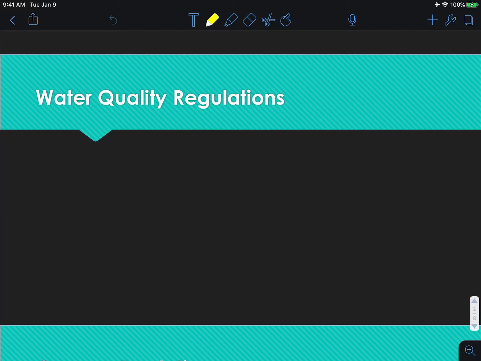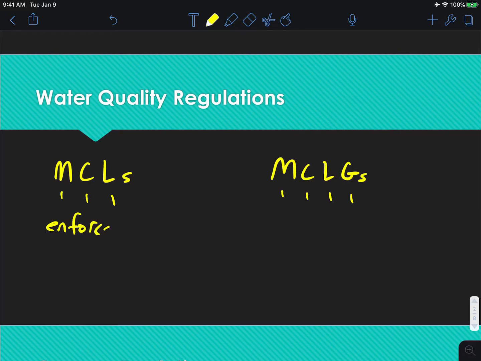As far as this country goes, the EPA, the U.S. Environmental Protection Agency, comes up with two types of regulations. So we have what's called MCLs and MCLGs. This stands for maximum contaminant levels. Once again, maximum contaminant levels. And this one is the same, maximum contaminant level goals. And the difference between these basically is the MCLs are enforceable, and these are non-enforceable. And this is for drinking water.